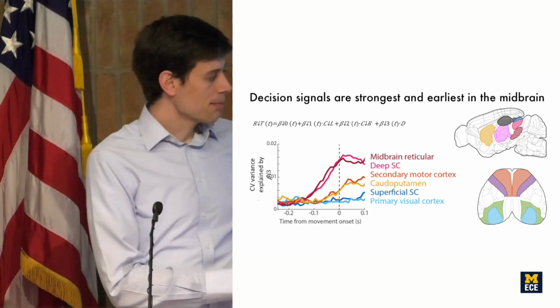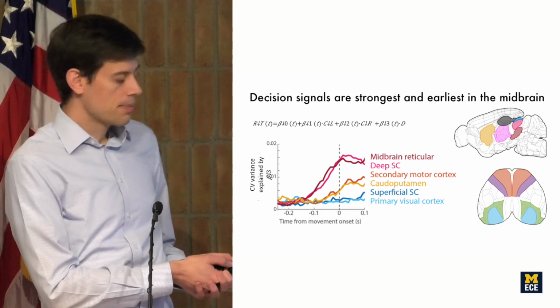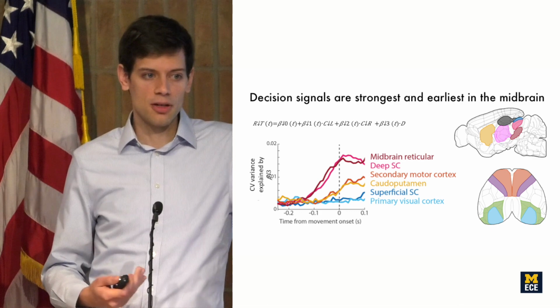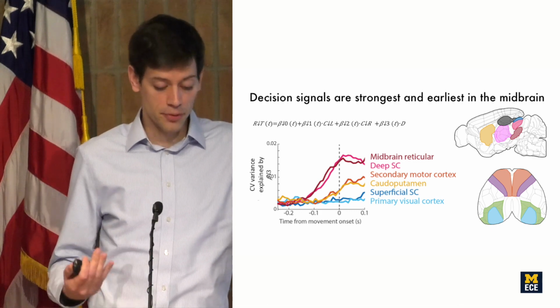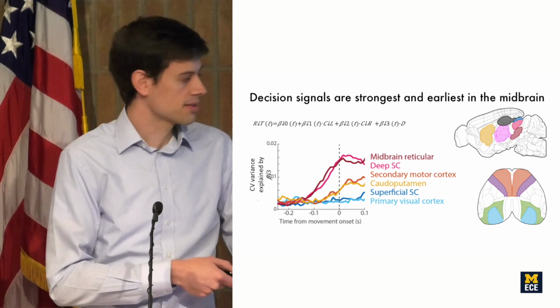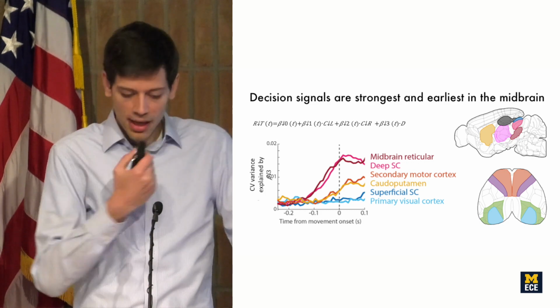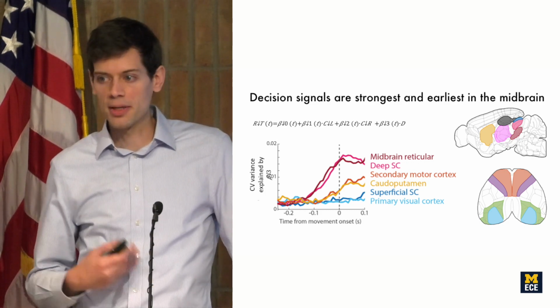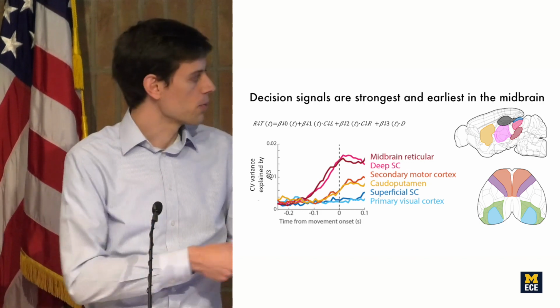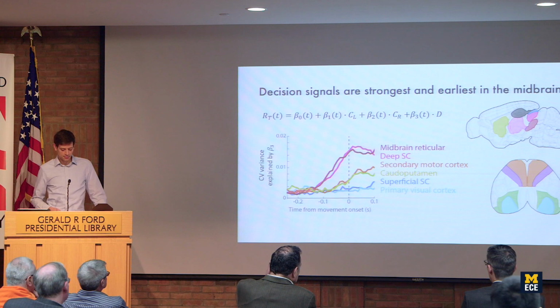And so this does not prove that these deep areas make the decision, because of course there could be somewhere upstream of these neurons that's making the decision that we haven't recorded. But it does suggest that the neurons we've recorded in secondary motor cortex and striatum are too late to be involved in the decision process, because at least in the midbrain, the decisions are already reflected before those neurons even come to represent the decision.